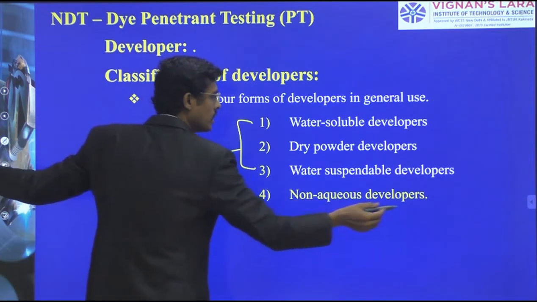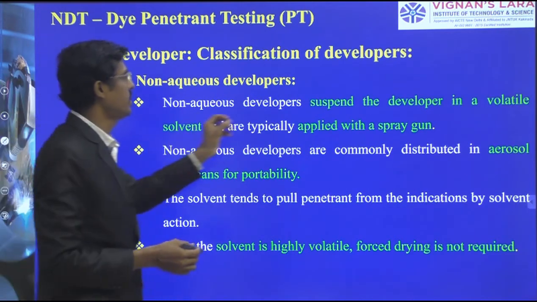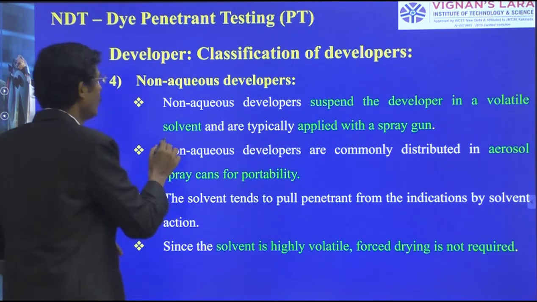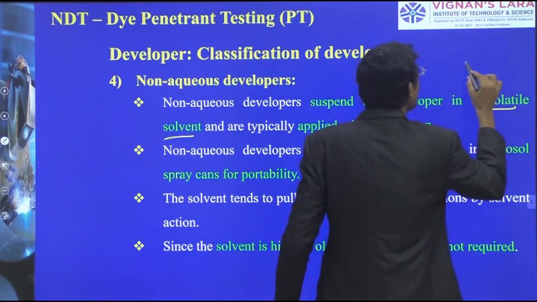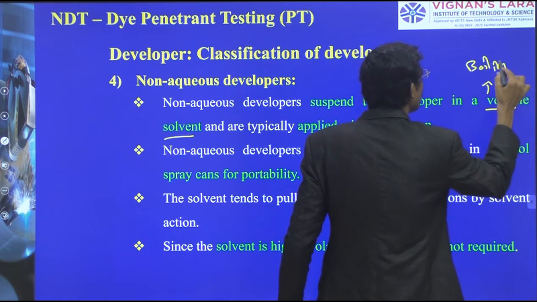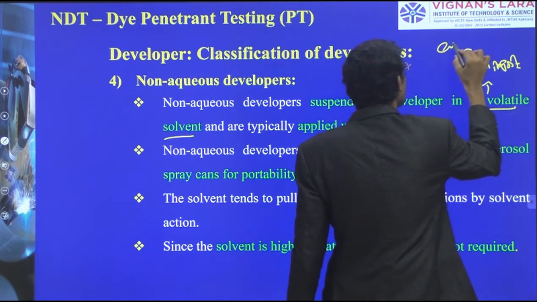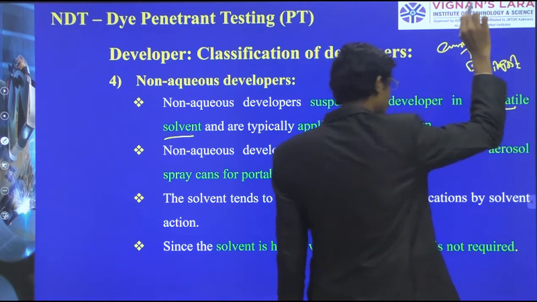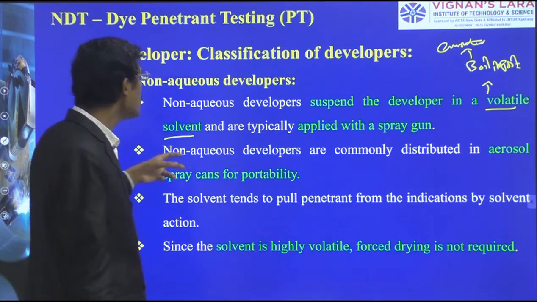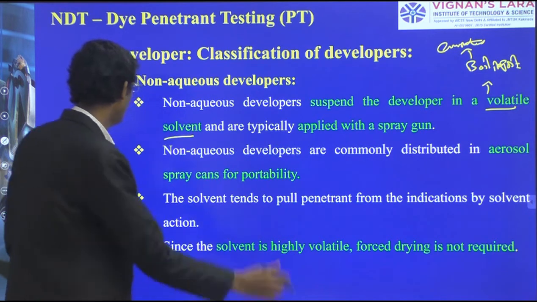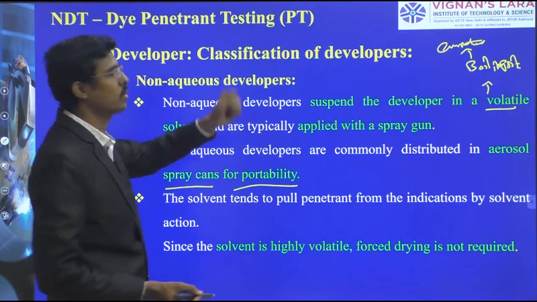Now non-aqueous developers, the last one we are coming to. Non-aqueous developers are suspended in a volatile solvent. The word I am using, volatile solvent, is a property where it has a boiling point. When it reaches a specific boiling point, it is automatically evaporated, like in a hot sun. Non-aqueous developers are commonly distributed in aerosol spray cans for portability.